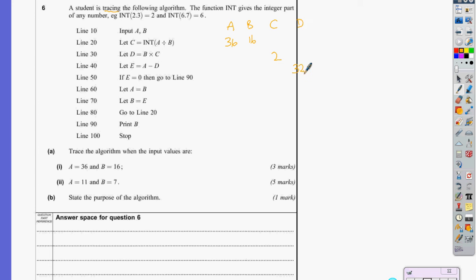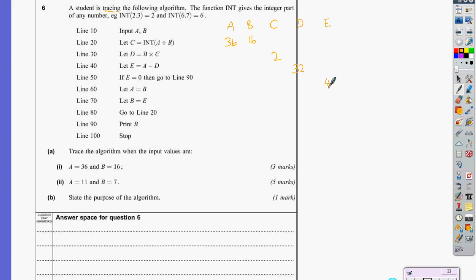To save any ambiguity or confusion, I'm putting everything on a new line, though it doesn't have to be in this case. Let E equal A, which is 36, take away D, which is 32. So 36 take away 32 is 4, again on a new line. That's one complete pass. You got 1 mark for setting up the table, another mark for getting all of those correct.